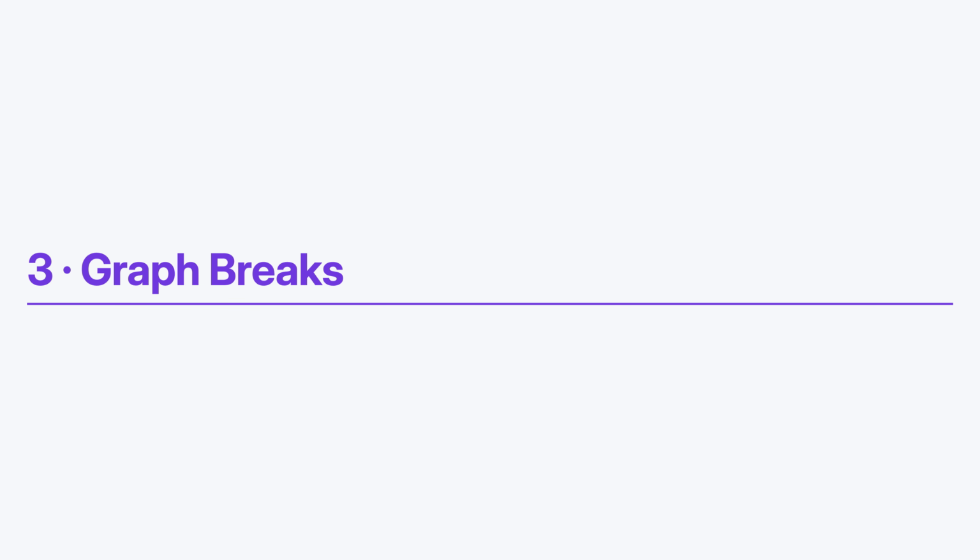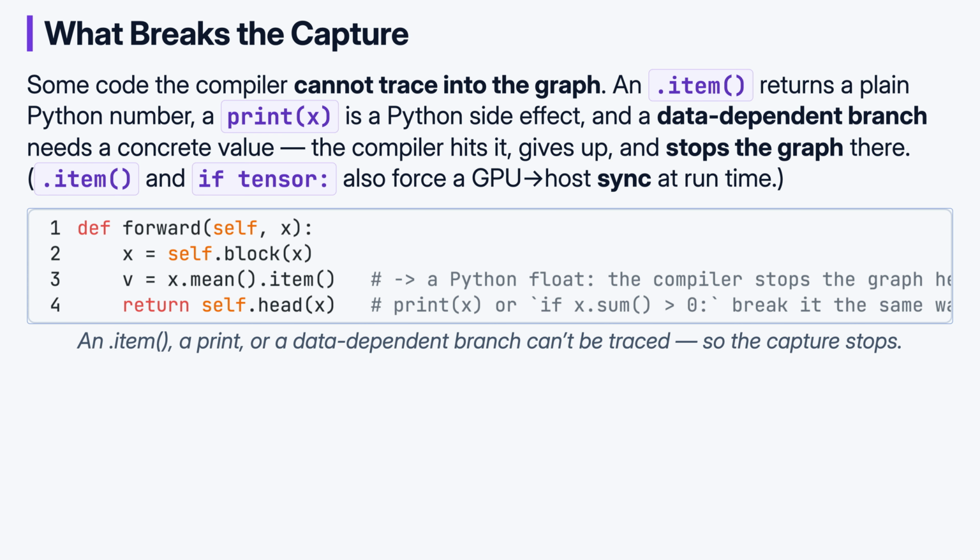Part 3. Graph breaks. Some code the compiler cannot trace into the graph. An item call returns a plain Python number. A print of a tensor is a Python side effect, and a data-dependent branch, like an if on a tensor sum, needs a concrete value. The compiler hits one of these, gives up, and stops the graph there.